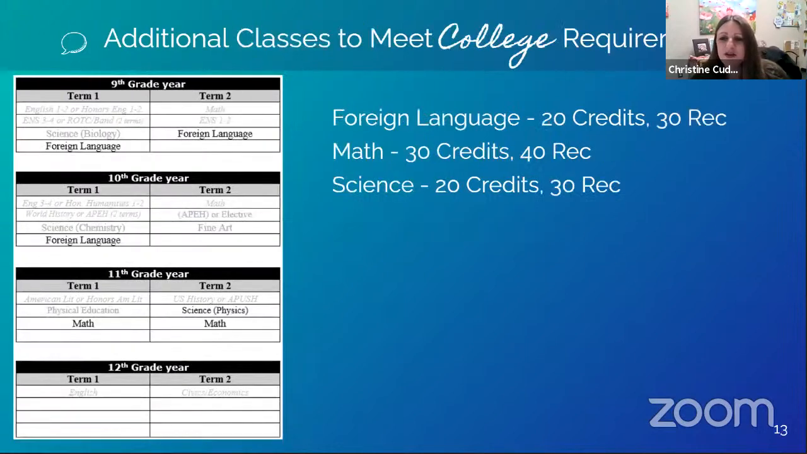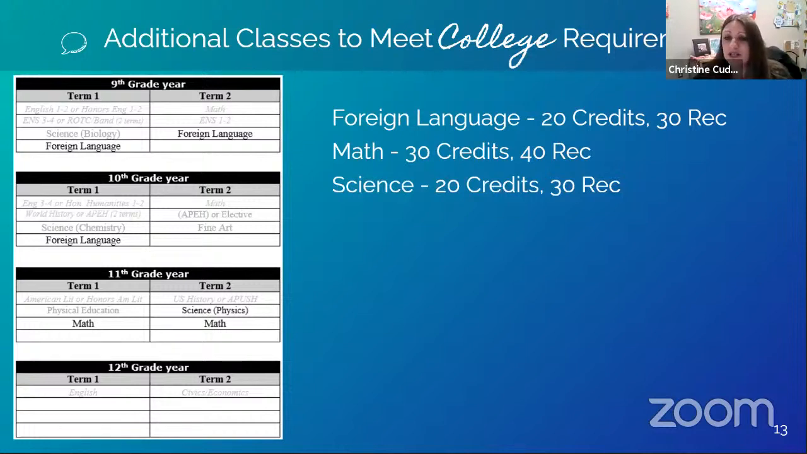Okay. If you can click to the next screen, thank you. Additional requirements to meet college admissions. So we've got your grade level required classes already on there. We have your additional graduation requirement classes on there. And now we're looking to add in additional requirements for admissions to college.